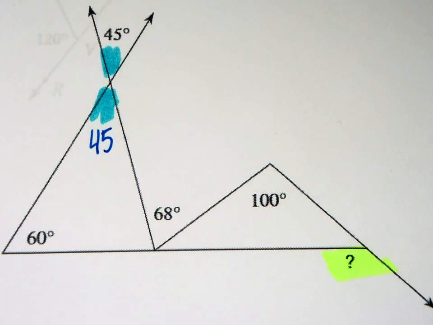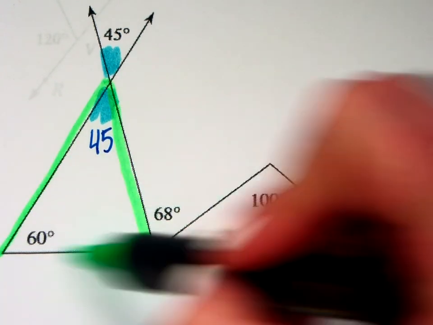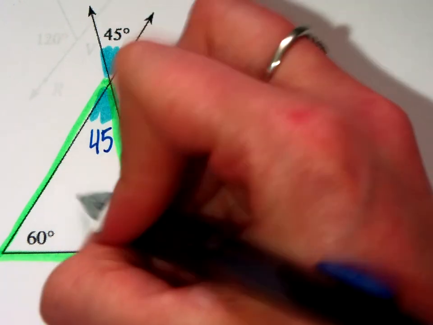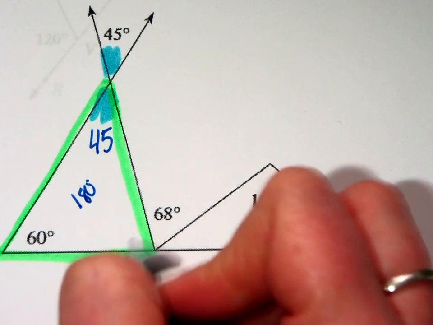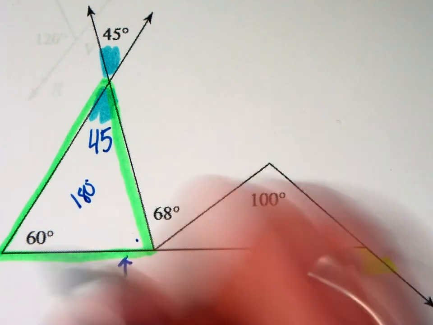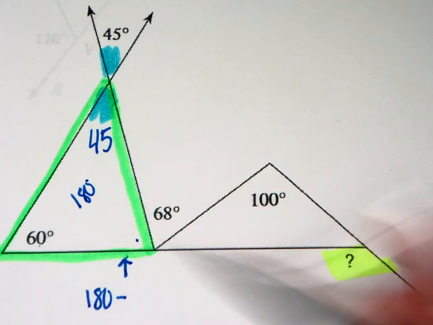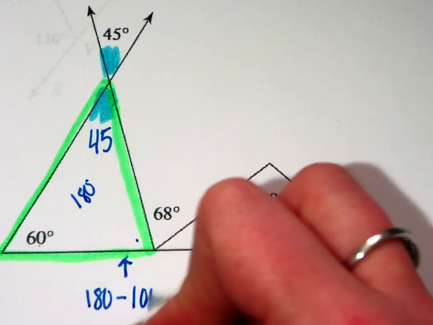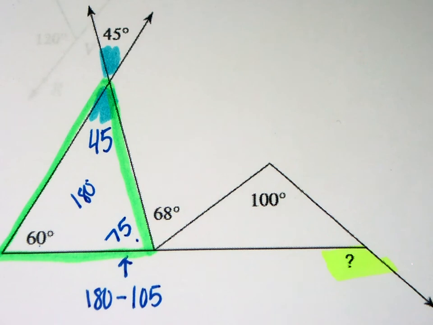Now my brain should hopefully see a triangle right here. And my mind should go, okay, all those angles inside have to add up to 180. So to calculate this angle right here, I'm going to add those together. So I'm going to do 60 plus 45, which is 105. 180 minus 105 is 75.